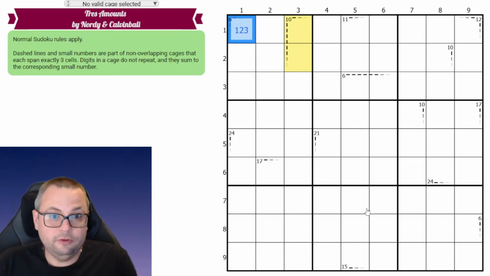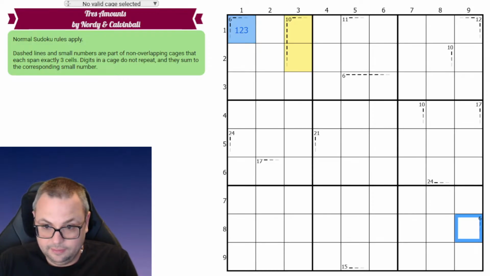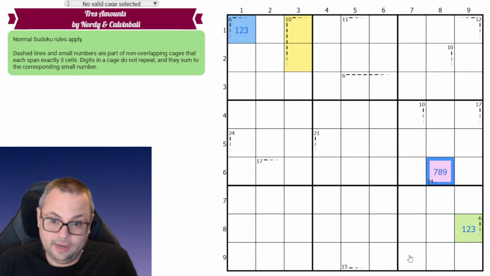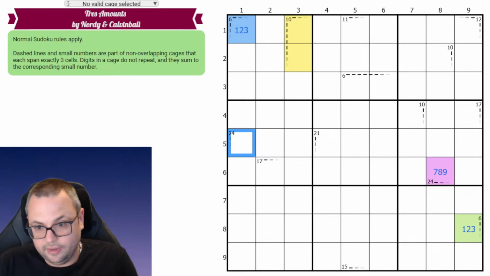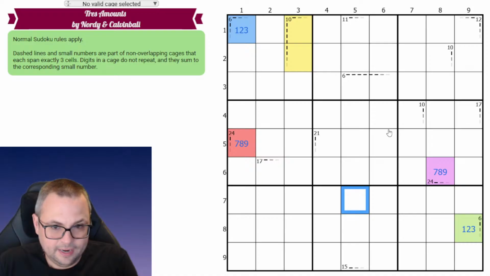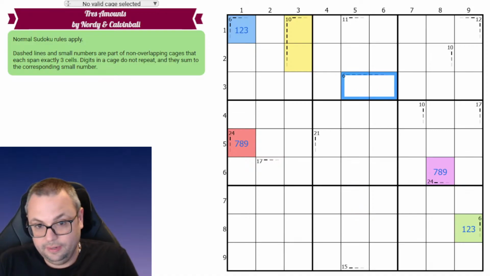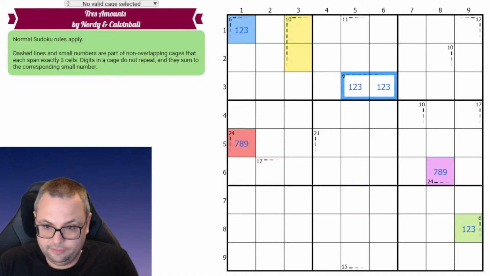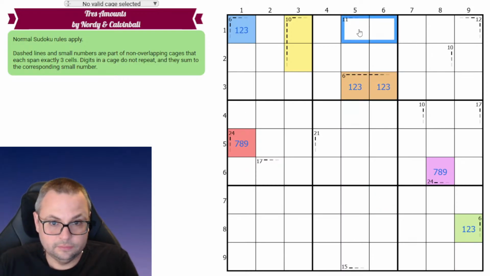I do know that this is a 1, 2, or a 3. I know that this is a 1, 2, or a 3. I know that this is a 7, 8, or a 9, which funnily enough I know now, even though it was relevant in the previous puzzle. This is a, I don't know, 7, 8, or 9, we'll say. Let's see. These are both 1, 2, 3. We can give this cage the color of orange.